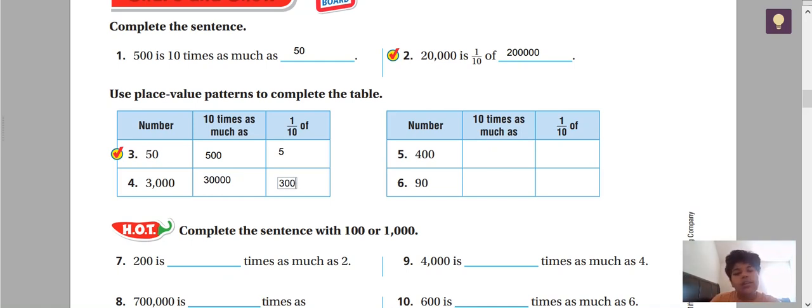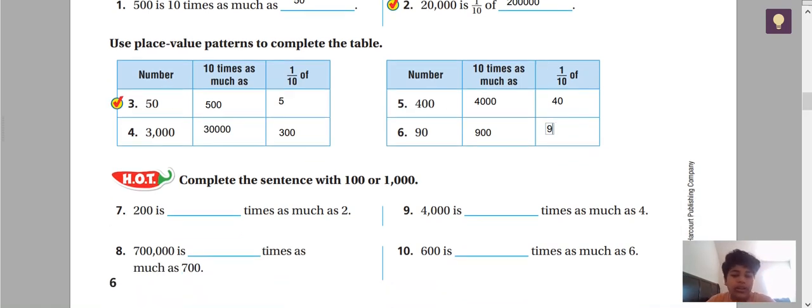Now, 10 times as much as 400. 10 times as much as 400 is 4,000. And 1/10 of 400 is 40. And sixth, 10 times as much as 90 is 900. And 1/10 of 90 is 9.